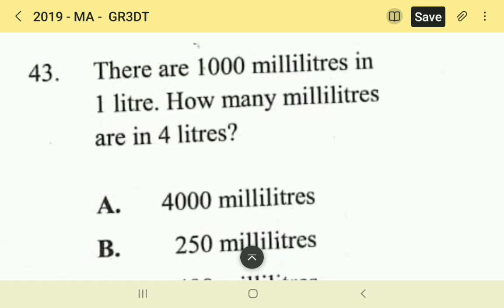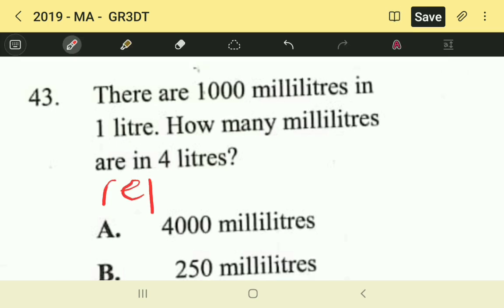Moving on to 43. There are 1,000 millimeters in 1 liter. What is the R word for this one? Let's spell it. We won't even say it. Let's spell it R-E-P-E-A-T.